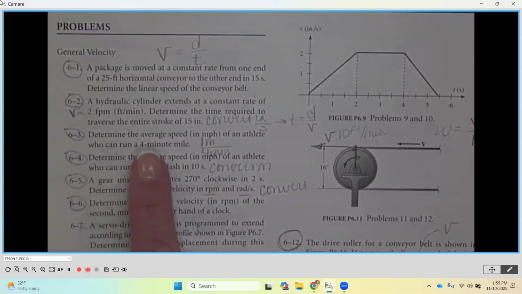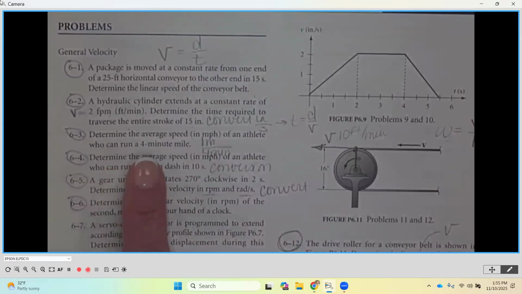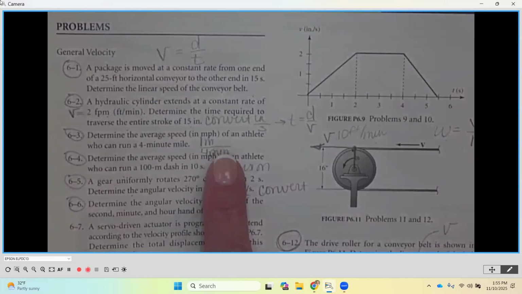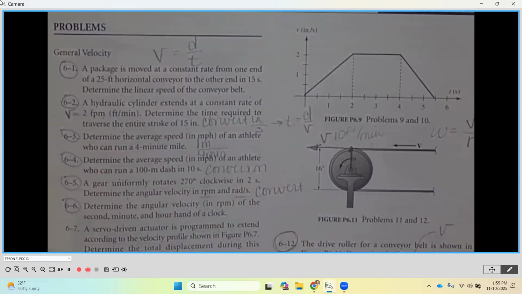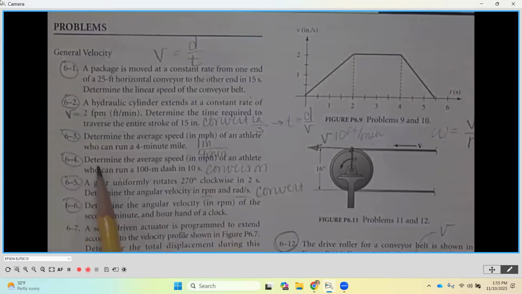For the next one here, determine the average speed in miles per hour of an athlete who runs a 4-minute mile. So they're running 1 mile in 4 minutes. This is a conversion. You want to change that to miles per hour. That's all, so it's a direct conversion. Do it in the ratio format, up, down, not in a slash and not in a multiply by. Don't do any of those to me. I want to see it in step format.